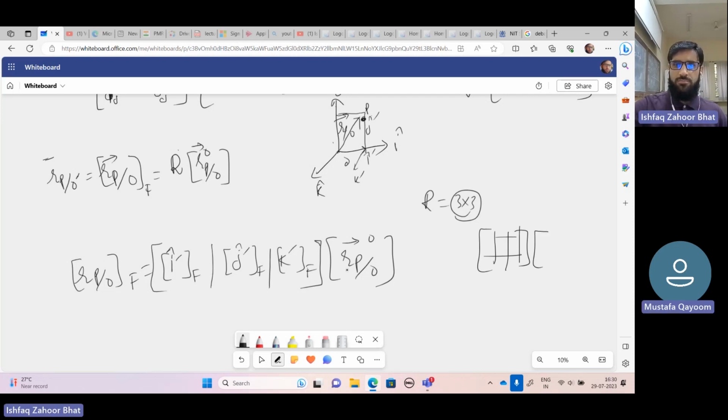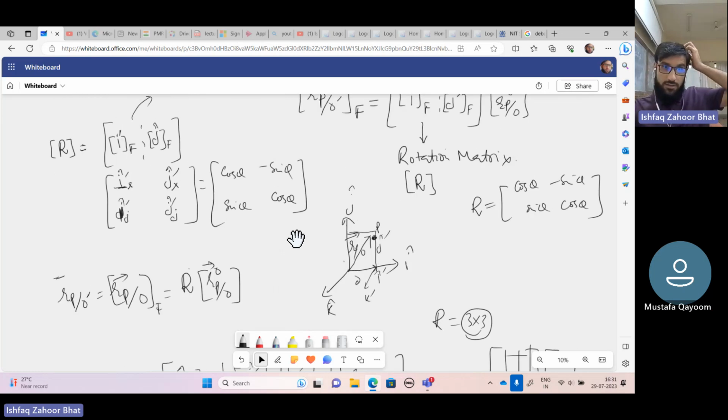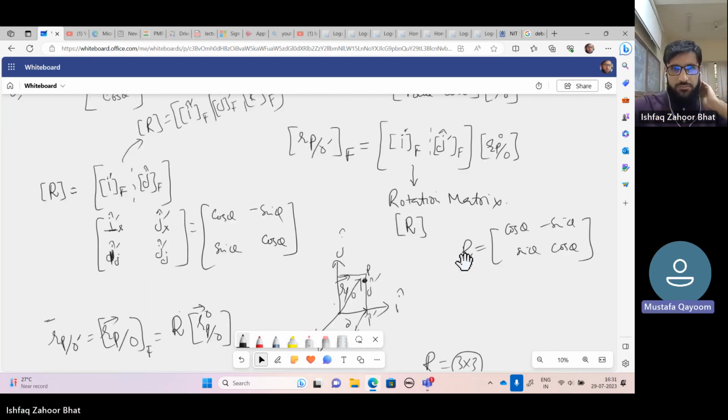with R_PO. How many elements does this have? 3 × 1. Yes, 3 × 1. That is this, this, this, and this. 3 elements. So you will get, okay. So this was the only reason why I represented this like this. Okay.